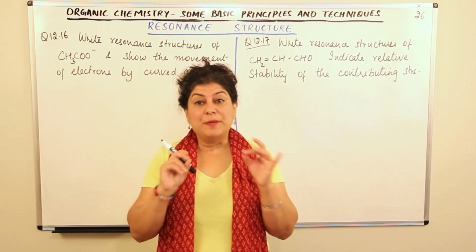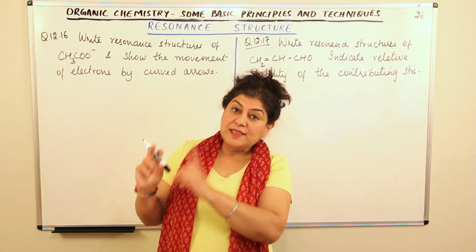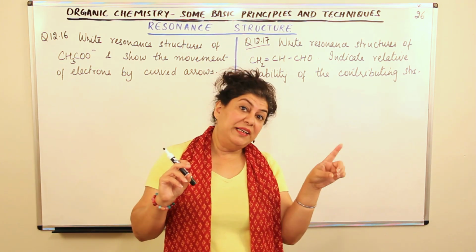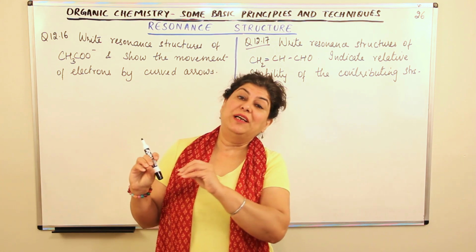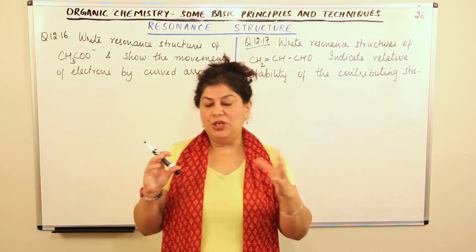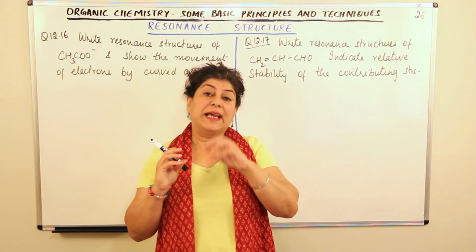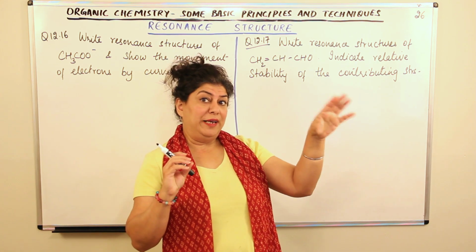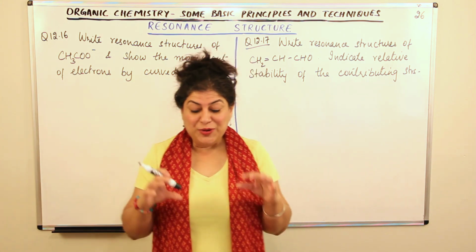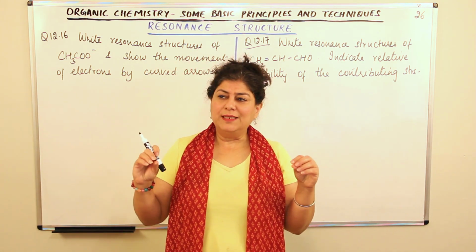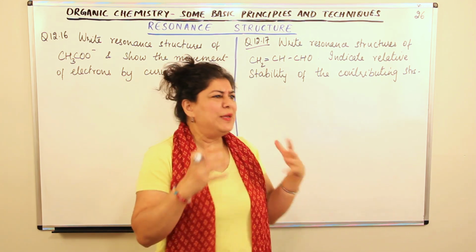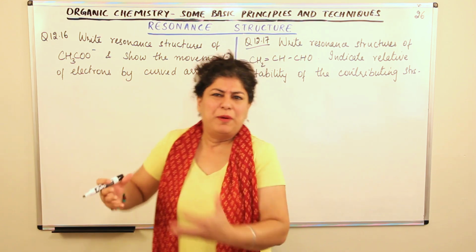There should be less separation of charges, and if there is a separation of charges, then the negative charge should be on the electronegative atom and the positive charge should be on the electropositive atom. That will be more stable than a structure in which the negative charge is on the electropositive atom and the positive charge is on the electronegative atom. Imagine a person who is naturally very agitated, is always angry, and is always fighting about something.